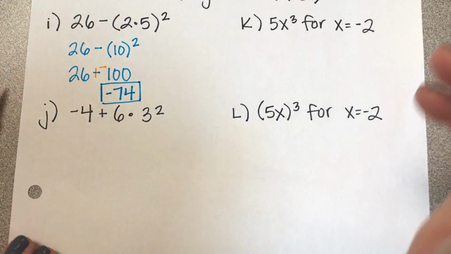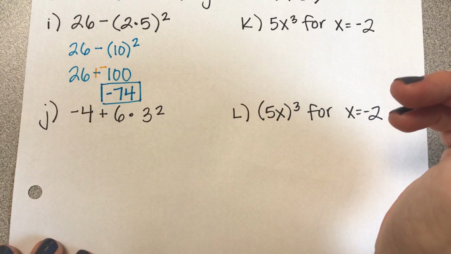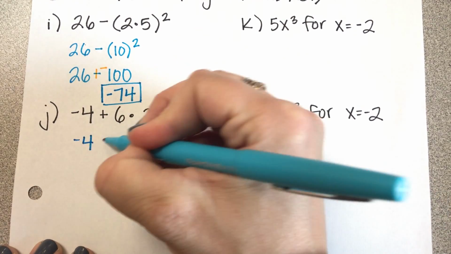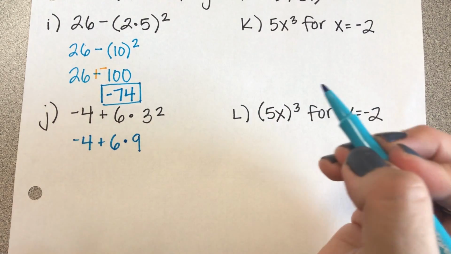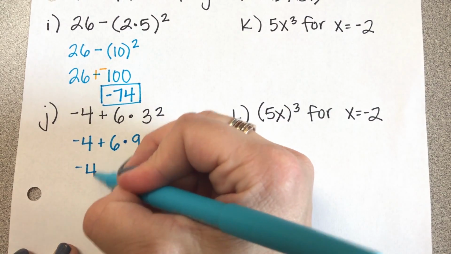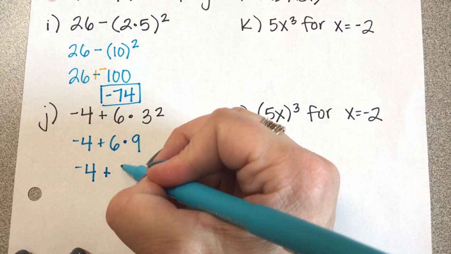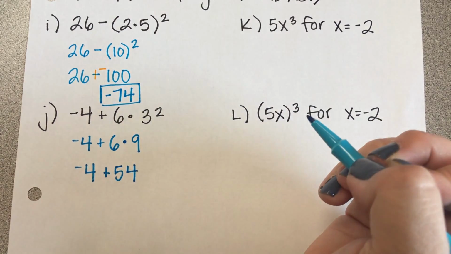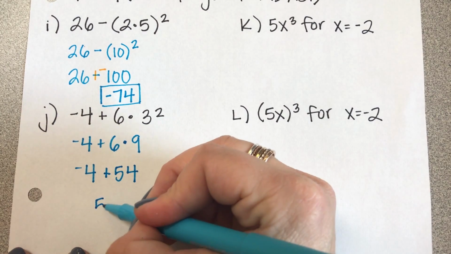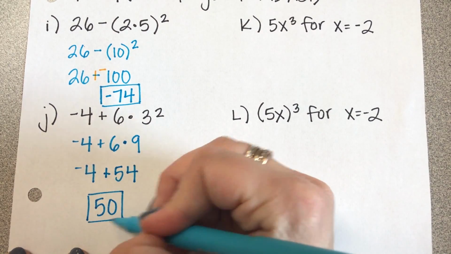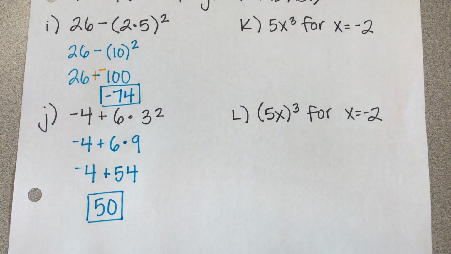Let's look at letter J. Are there any parentheses? No. Are there exponents? Yes. So I'm going to do 3 squared first. So negative 4 plus 6 times 9 is 54. Different signs, subtract. 54 minus 4 is 50. Positives have the greater absolute value.